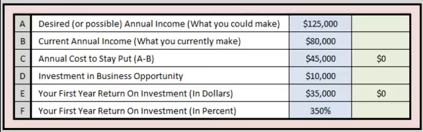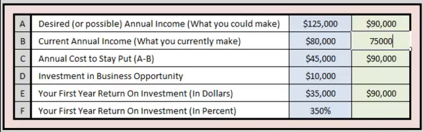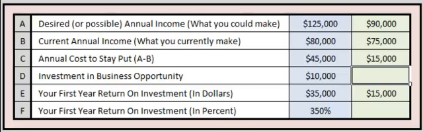So now let's put in some numbers from your business or from your situation. And let's just put in some hypothetical numbers into the green area. Let's just say that you only have a potential to make $90,000 on this particular business in your first year. And let's just say right now that you're making $75,000 on your job. So the annual cost to stay put is going to be $15,000. In other words, you'll lose $15,000 if you don't make this investment.